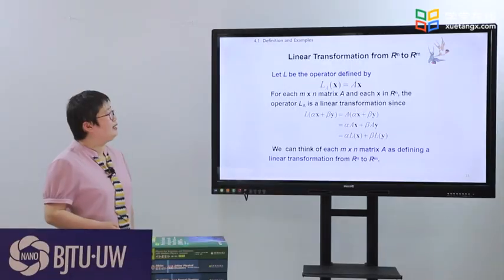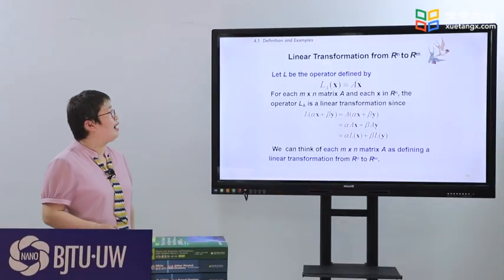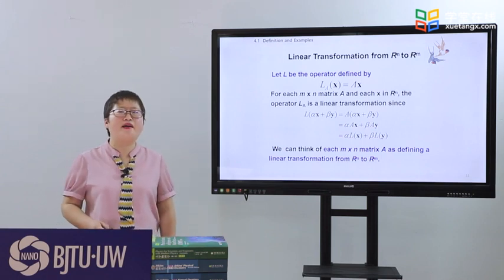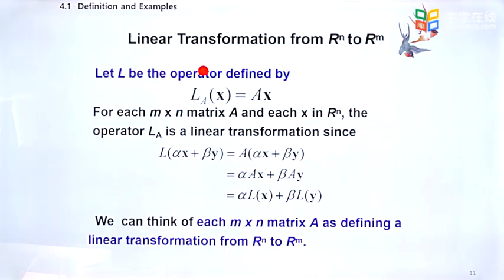Okay, and now we consider linear transformations from Rn to Rm. We see this example. Let L_A be the operator defined in this way: L_A of x equals A times x. So the original vector is x. After you apply this operator, this function, you will find A times x.